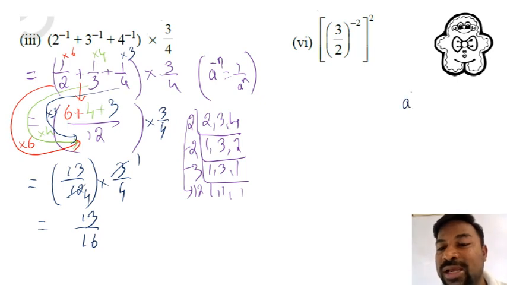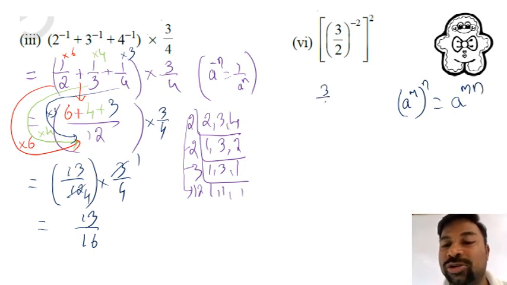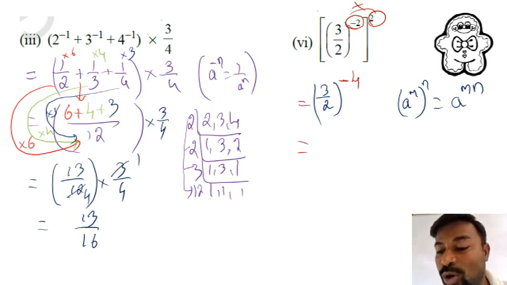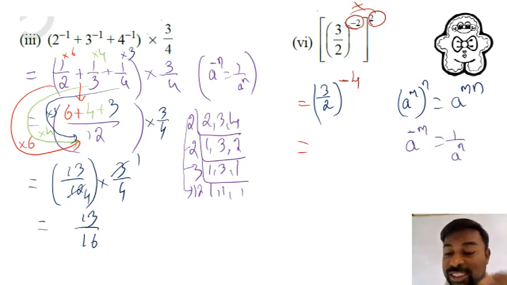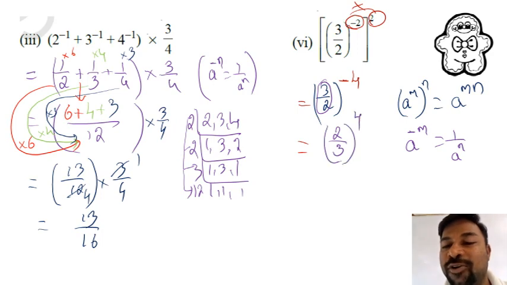We are having the formula a to the power m whole to the power n equals a to the power mn. In the same way, 3 by 2 whole to the power, this is the first power, this is the second power. Let's multiply them, negative 4. Now, just now I said the trick, right? If we want to take the negative power, that is a to the power of minus m equals 1 by a to the power m, simply reciprocal the inside stuff. Either 3 by 2, you change it as 2 by 3 whole to the power of 4.